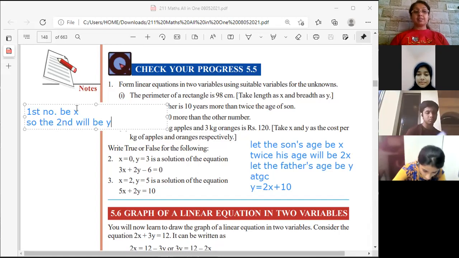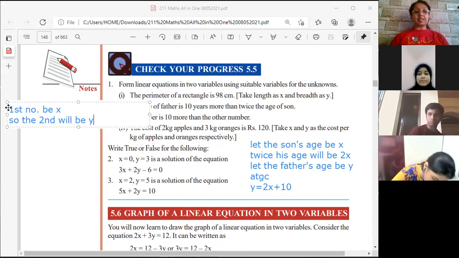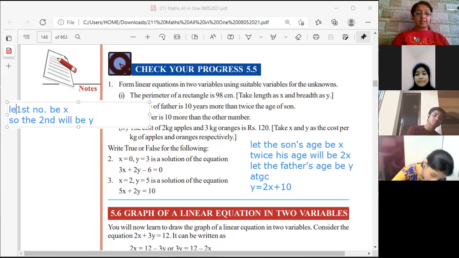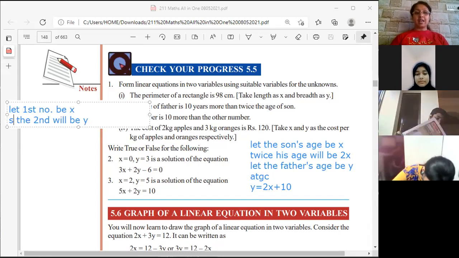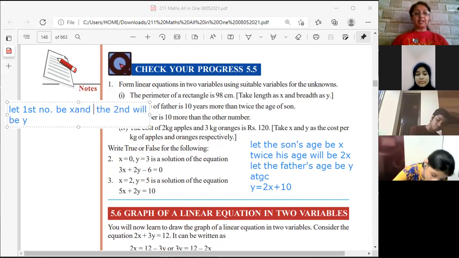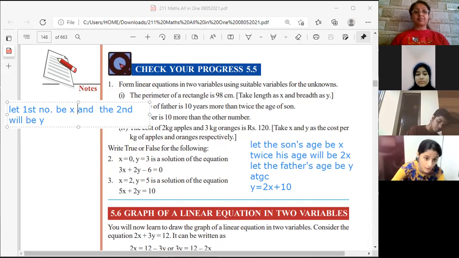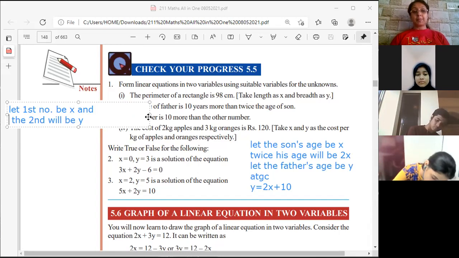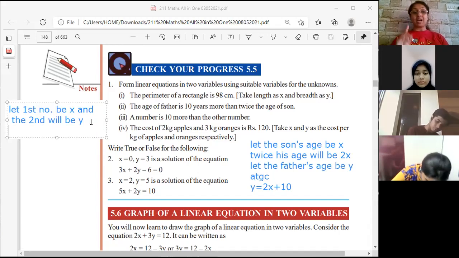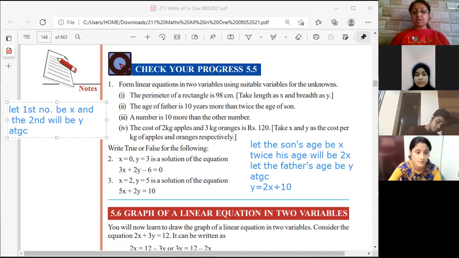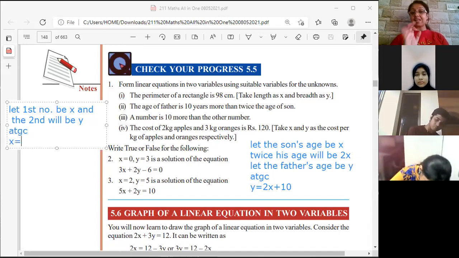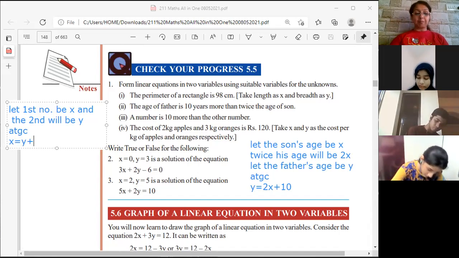Yes, because we need two variables, no? So we can say let the first number be x and the second number be y. Okay, we can do this also. Now tell me what is the given equation. A number is 10 more than the other number. So a number is 10 more. x is. When I say is, I will put equal to 10 more than other number. So the other number is y plus 10.